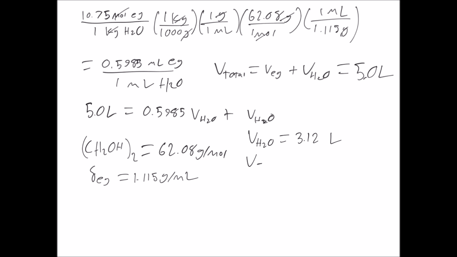And the volume we need of ethylene glycol is just 5 minus this, which is 1.88 liters. So there you have it, our final answer, the volume of water and the volume of ethylene glycol dissolved in water.